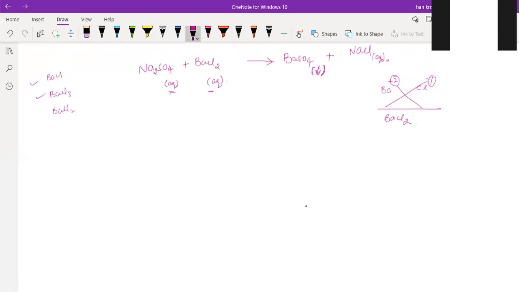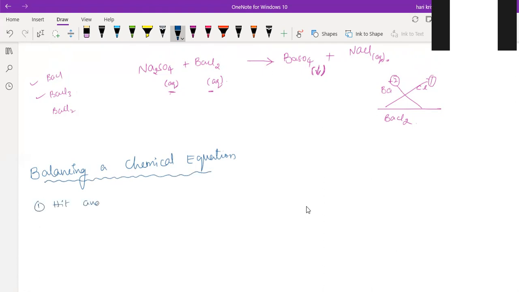How many atoms are there on the reactant side? The same number of atoms should be there on the product side. So first I will teach you the simple method, then I will explain the hit and trial method. So we can do the balancing by two methods. First one is the hit and trial method, and second one is the algebraic method.